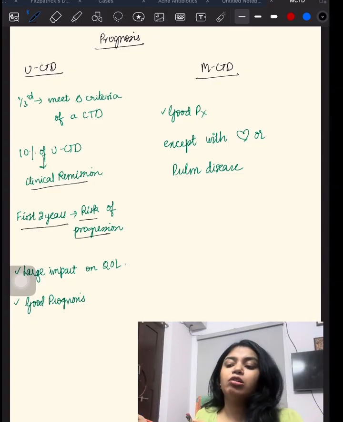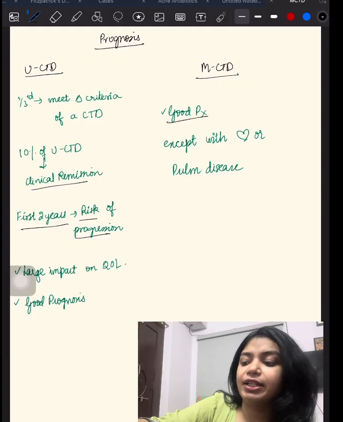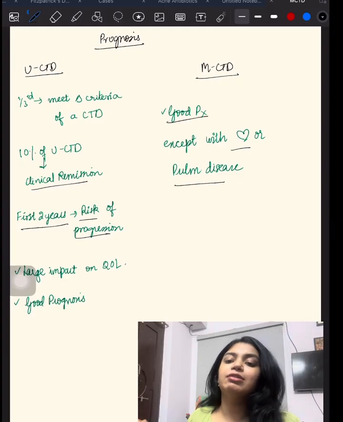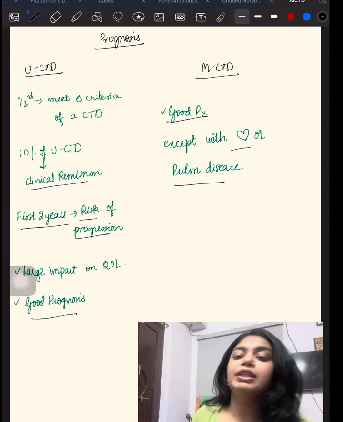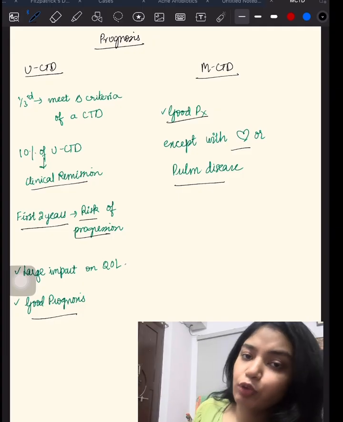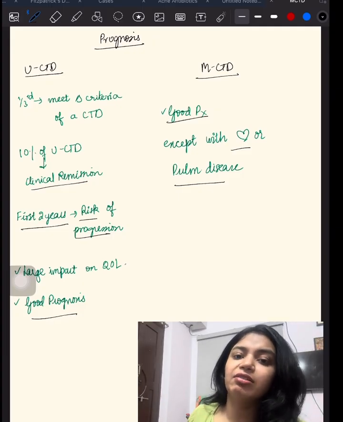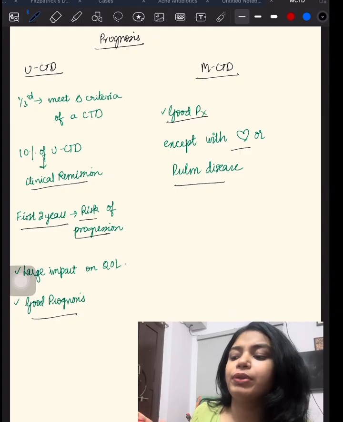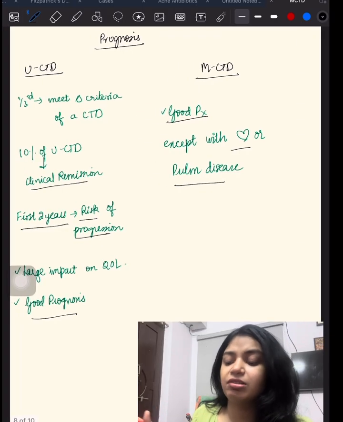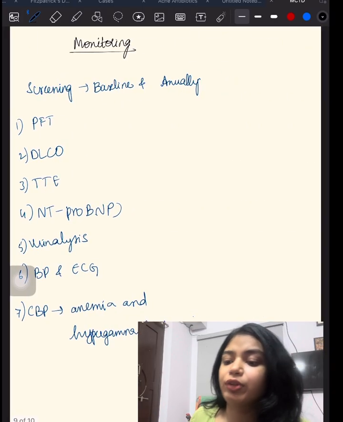And MCTD also has a good prognosis, except with cardiac or pulmonary disease. So both the diseases have a good prognosis, but they do have a large impact on the quality of life because of the presence of arthritis and synovitis. They are more painful diseases with more impact on the quality of life.